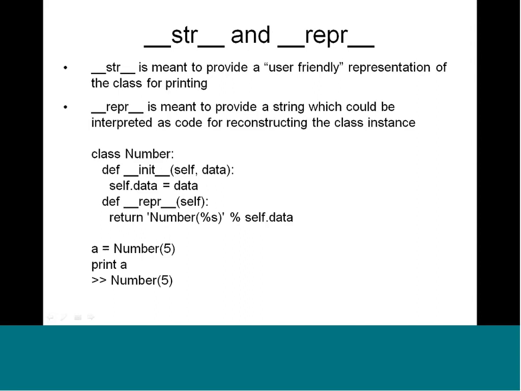Now there's another member function, underscore str underscore, which is essentially meant to provide a user friendly representation of the class for printing. And then the other one is underscore REPR underscore, that is meant to provide a string which could be interpreted as code for reconstructing the class instance.